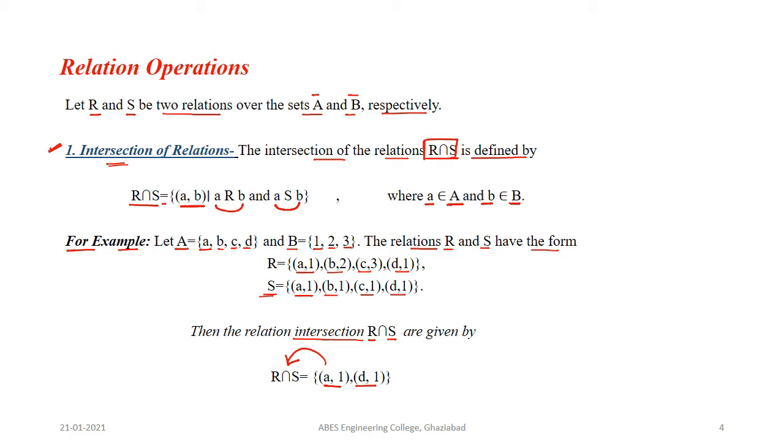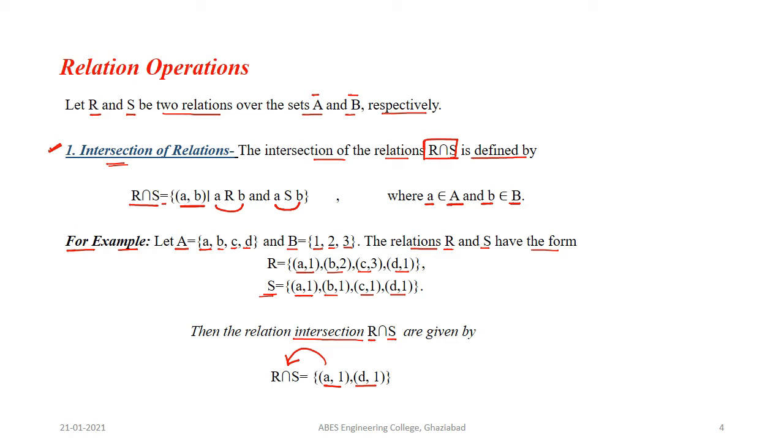Or we can say, if the ordered pair is common to both the relations, then only the ordered pair will belong to the intersection of these two relations R and S, where a is the element which belongs to the set A and b is the element which belongs to the set B. So in simple terms, or in layman's terms, we can say the ordered pairs which are common to both the relations will come inside the intersection of the two relations.